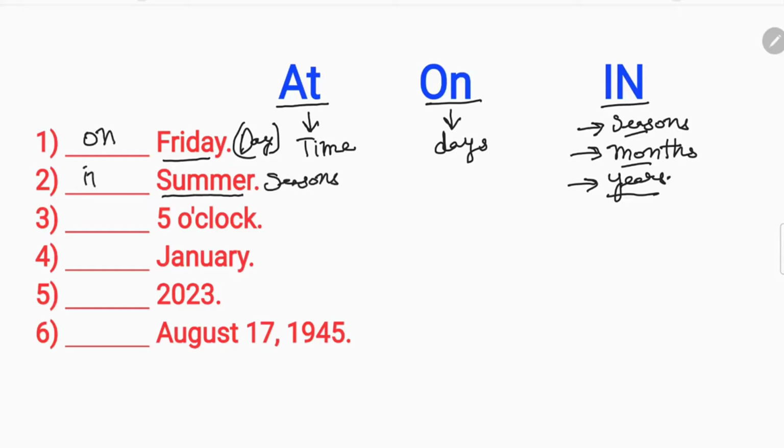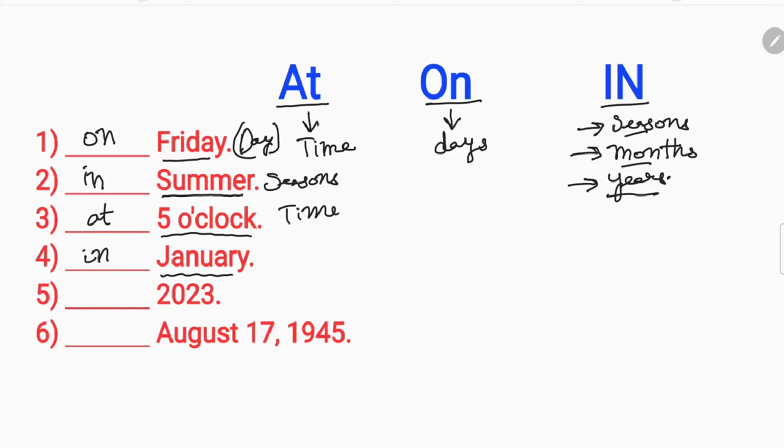So here comes in. Third one is 5 o'clock. It is time. So with time we use at. So at 5 o'clock. Fourth example is January. Dash January. It is month, and with months we use in. So here comes in January.